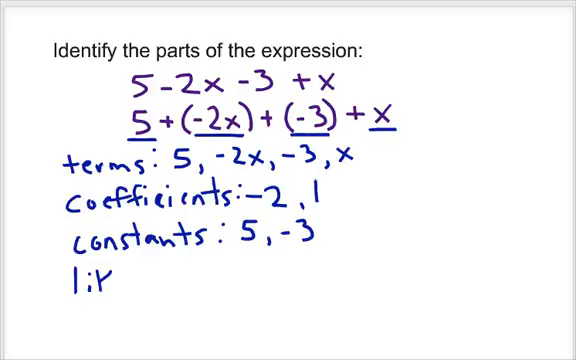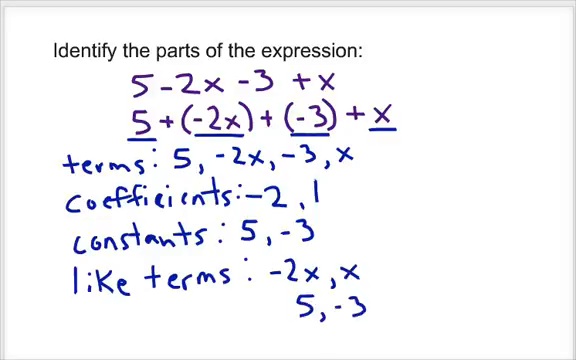And then the last one, we just kind of get a look at what we've done so far. I'm looking for like terms. So which ones did I group? Well, I've got the coefficients of negative 2 and 1, so those terms negative 2x and x both have an x. And then I have 2 constants, 5 and negative 3. Make sure you don't list it all out in one row, right? Because negative 2x and x and 5 and negative 3 aren't all like terms. But these 2 are like terms, and these 2 are like terms. So it's like I have 2 sets of like terms.